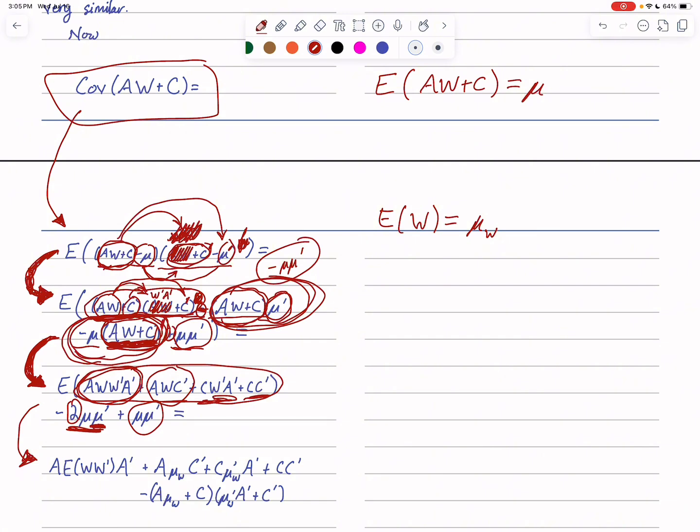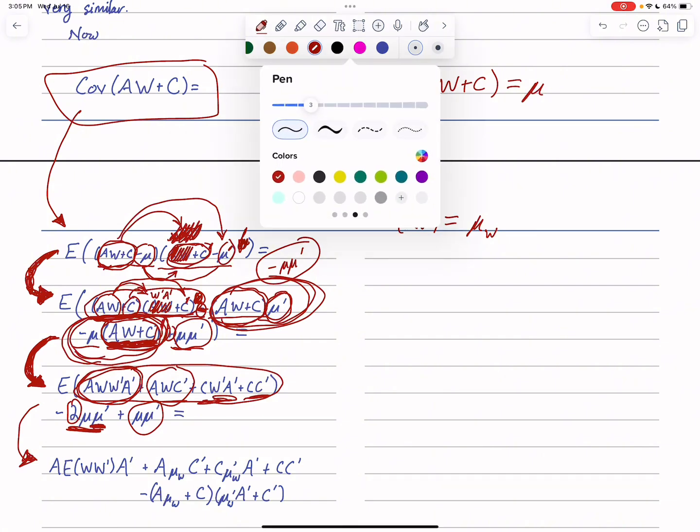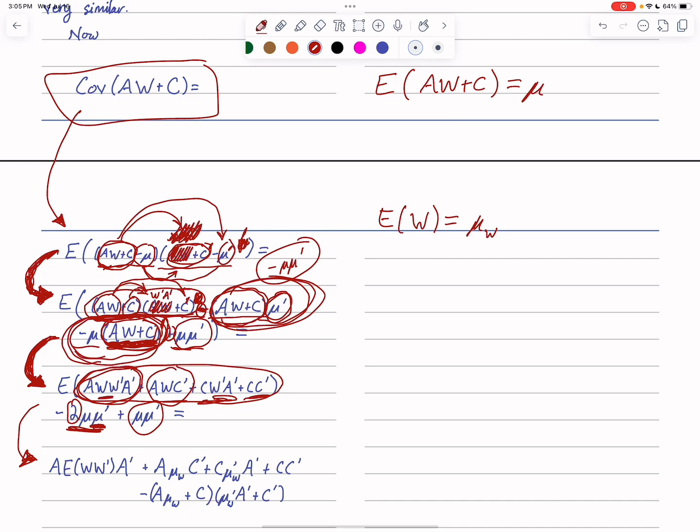And here we know that since A and A prime are both constants, we can just move the expected value past the A and the A prime. The middle here is W W prime. Those are all random variables, so the expected value just distributes into the random part. That's what I'm doing here. By the way, be careful. E of W W prime does not equal mu W prime.